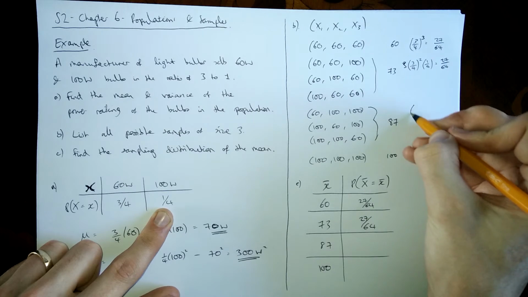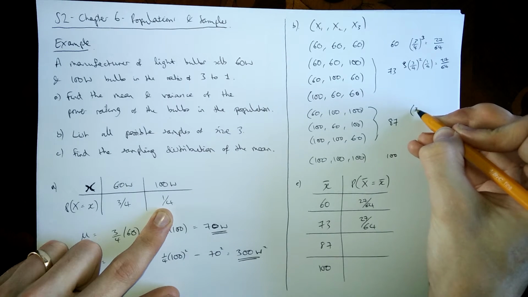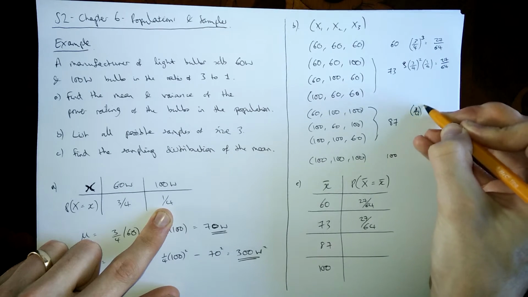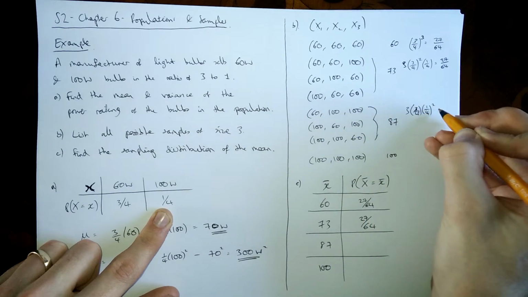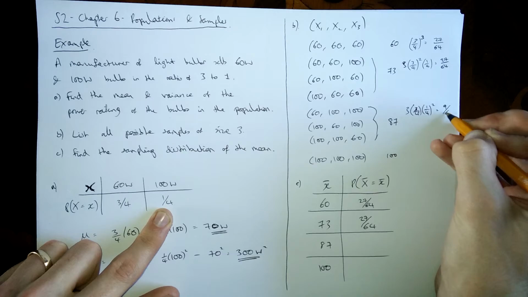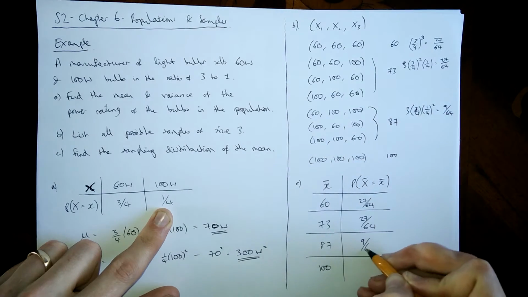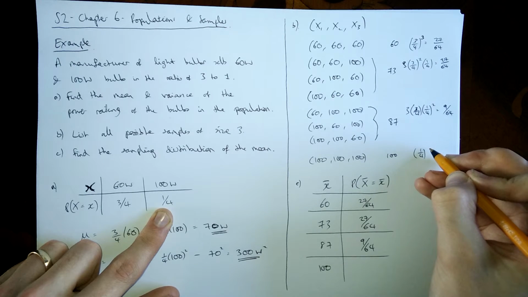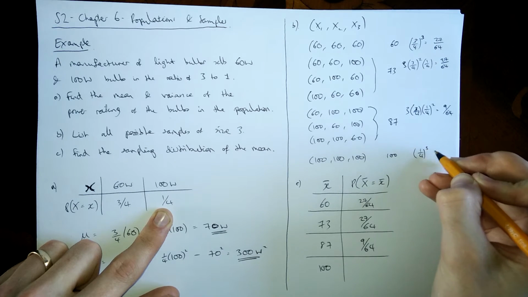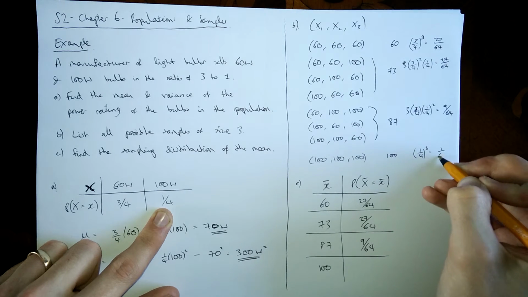Chances here of getting 60, there's one of those, so 3/4. Getting 100, there's 2 of those, so 1/4 squared, and there's 3 different options. That's going to give us 9/64 overall. And then finally, there's 300s there, each is a 1/4 chance of getting it. So that's going to be 1 over 64.